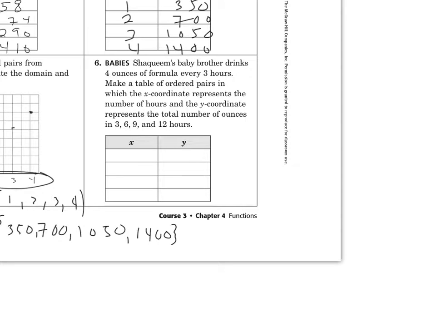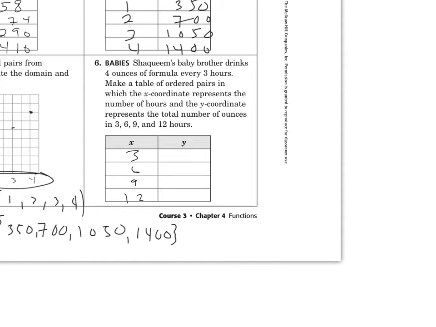And now the answer to number 6. Shaquem's baby brother drinks 4 ounces of formula every 3 hours. Make a table of ordered pairs in which the x-coordinate represents the number of hours and the y-coordinate represents the total number of ounces in 3, 6, 9, and 12 hours.